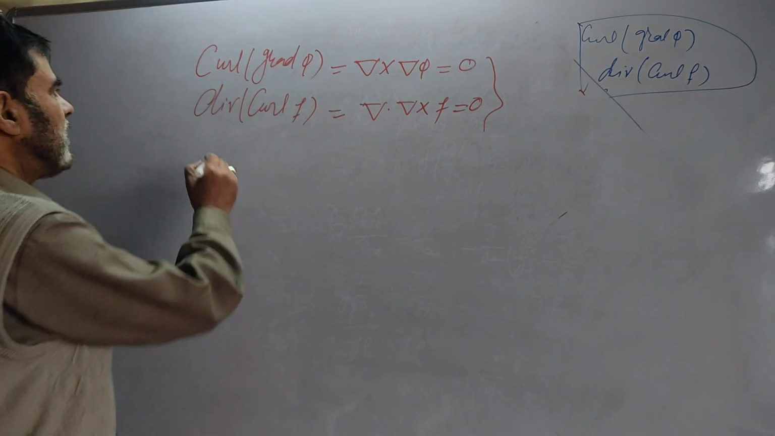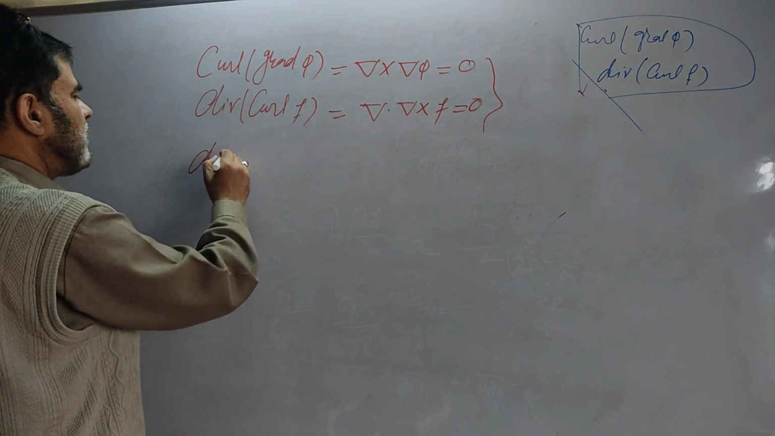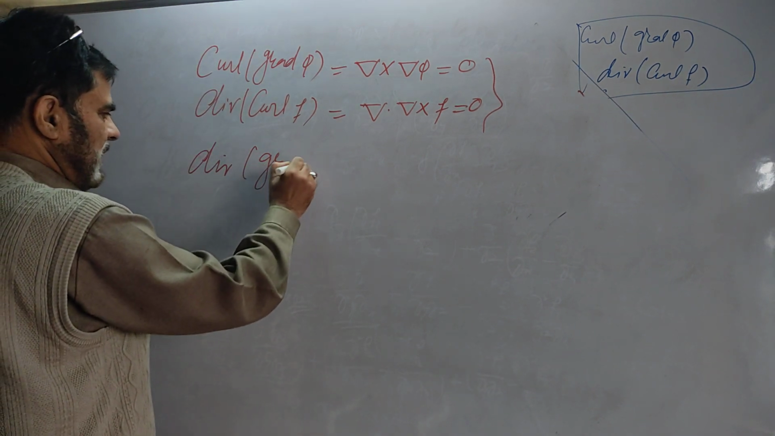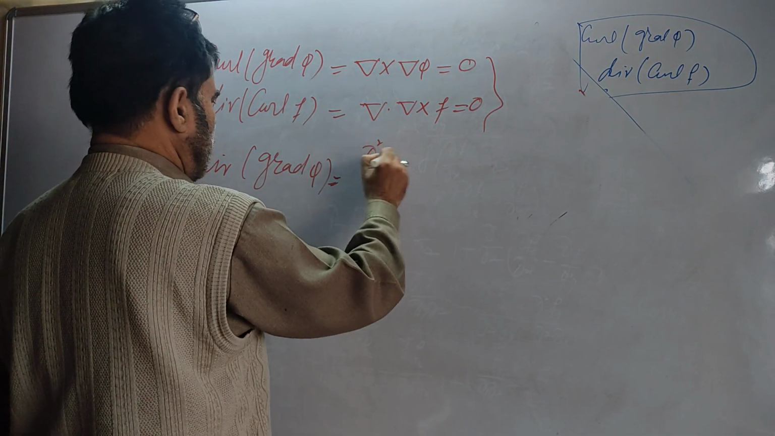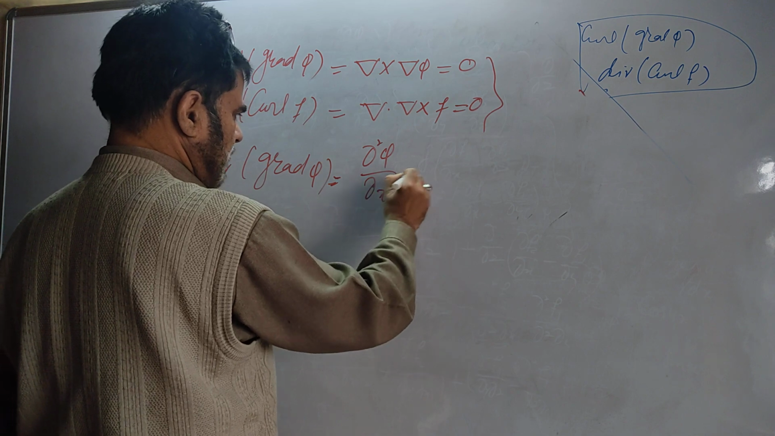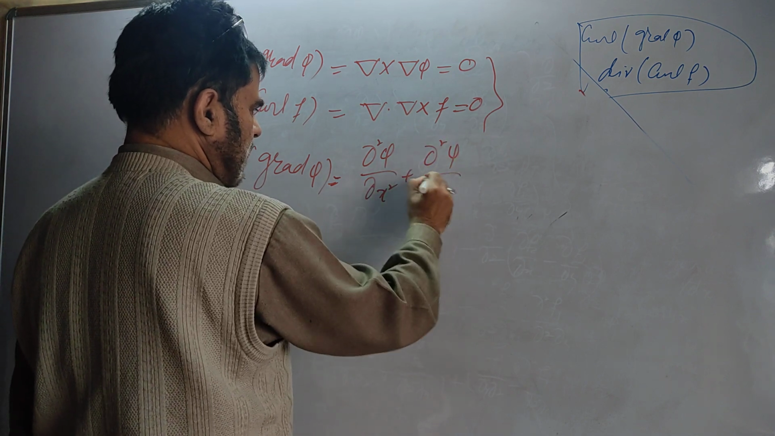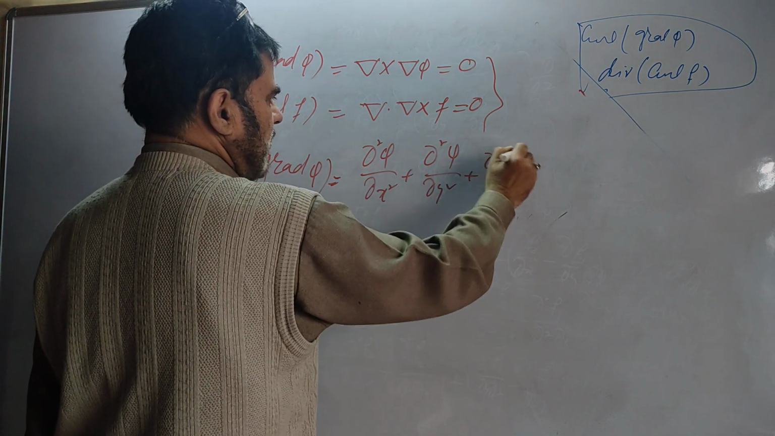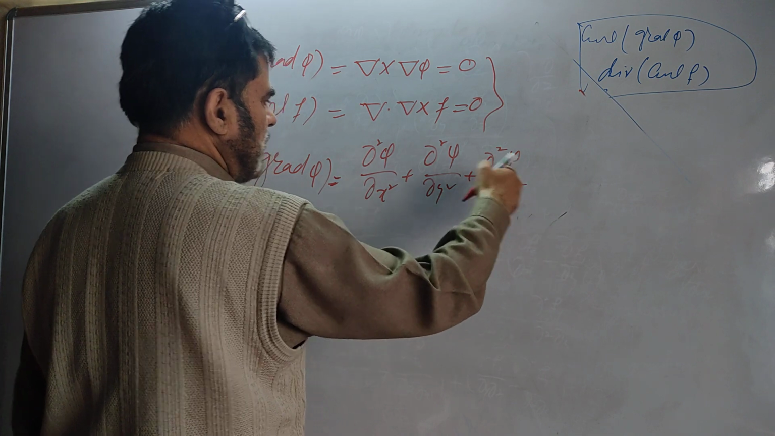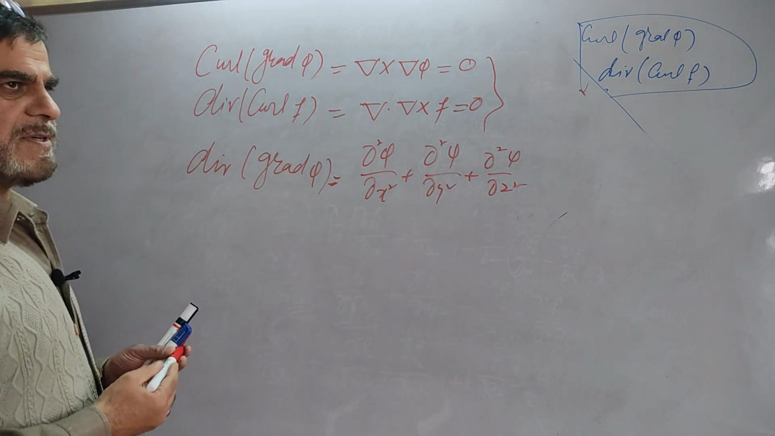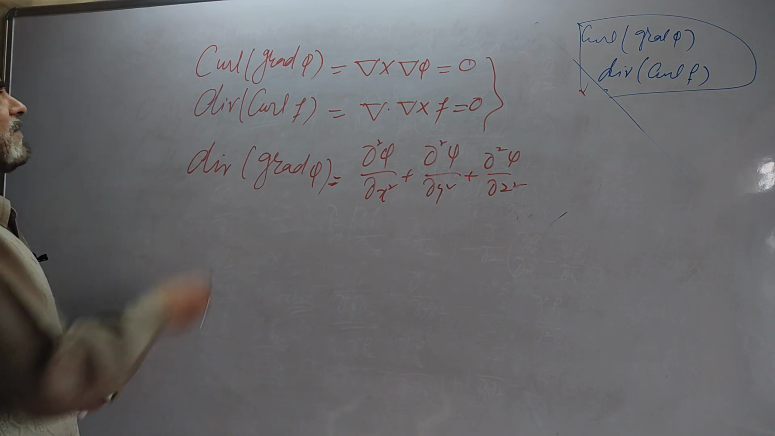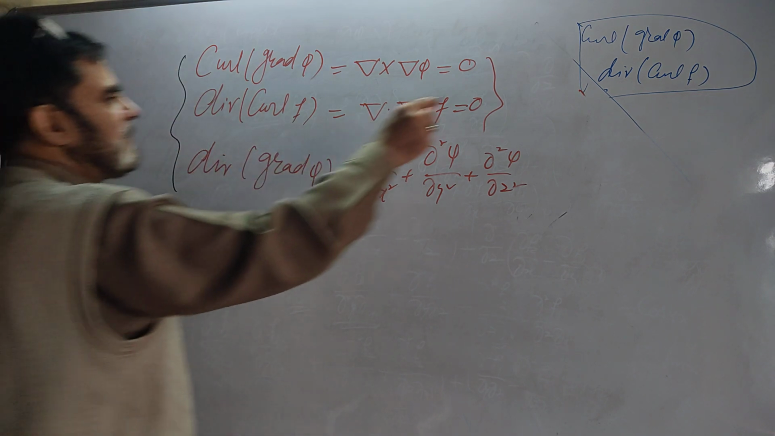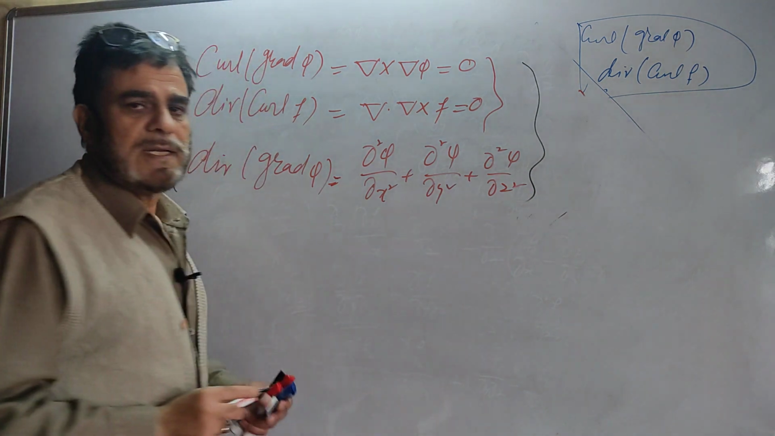Divergence of gradient of phi, you proved it is dou 2 phi by dou x square plus dou 2 phi by dou y square plus dou 2 phi by dou z square. Later on we may be calling this Laplacian equation, but not yet. We will be calling this later on. These are three important results that we did in this lecture.